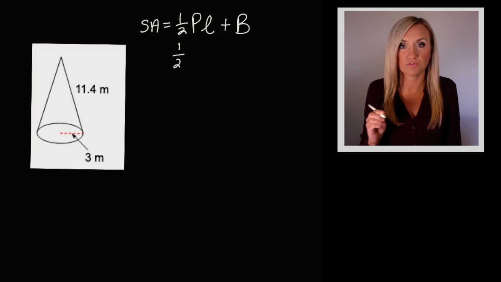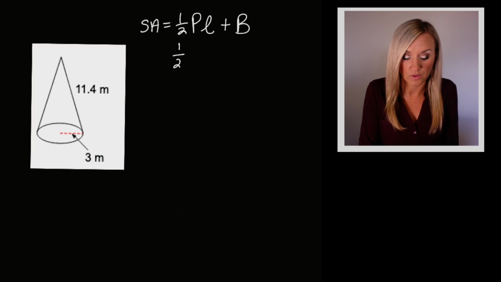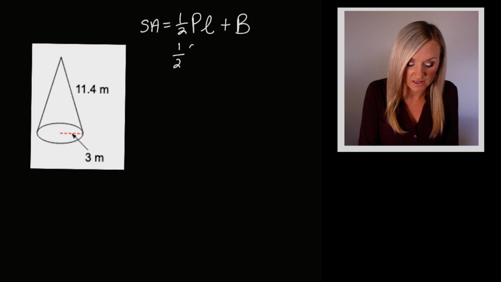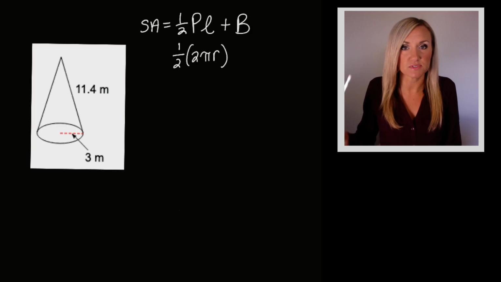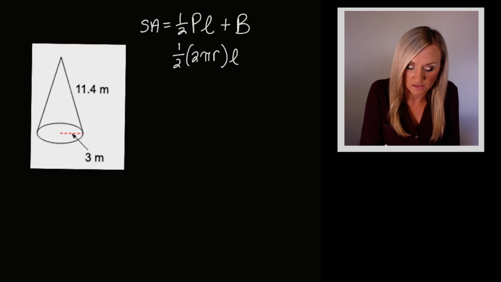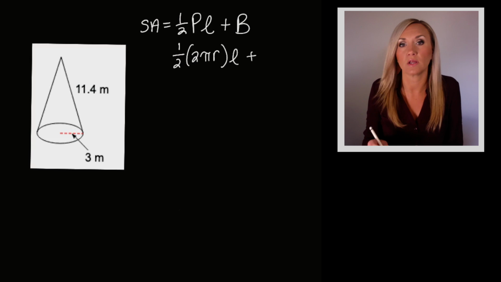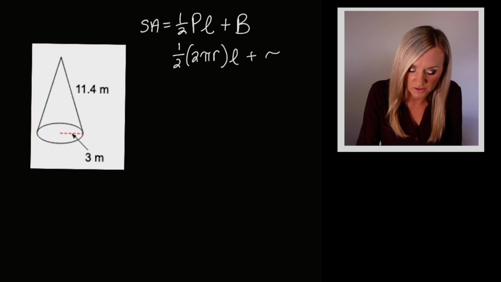The perimeter of the base is the distance around the base. And because the base is a circle, the distance around a circle is the circumference, and that is 2 pi r. Now, slant height, that one stays the same. Slant height of a pyramid is the same as the slant height of a cone, so we're just going to leave that as that cursive L for slant height, plus the area of the base. Since the base is a circle, the area of a circle is pi r squared.